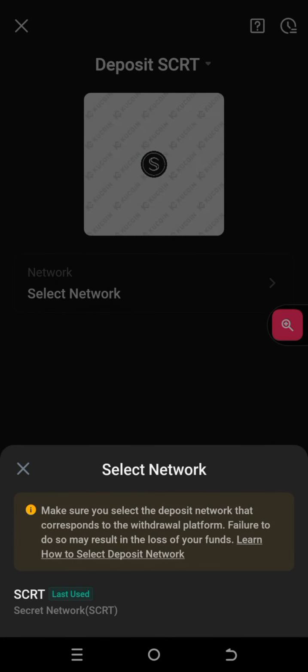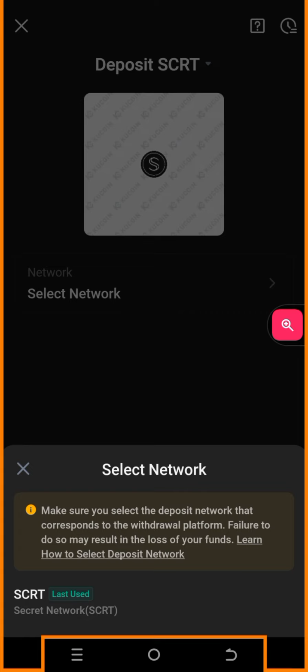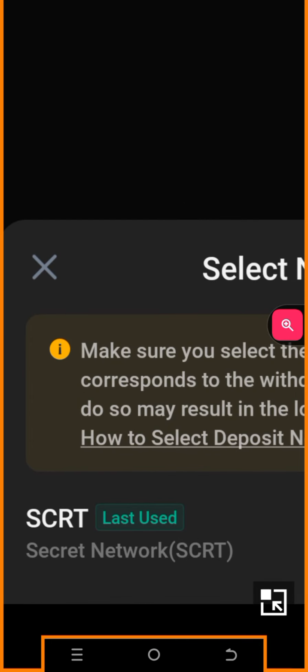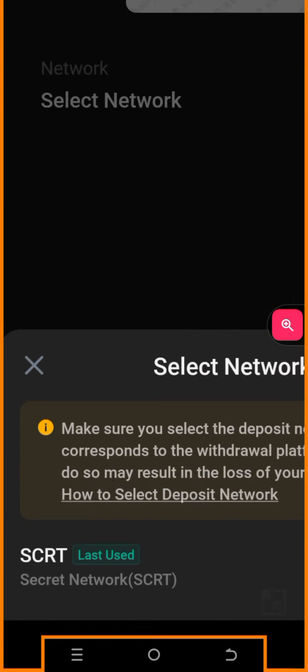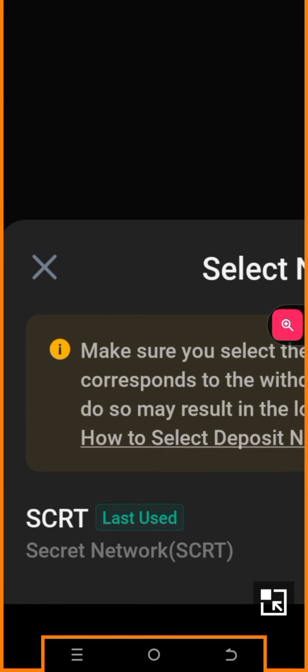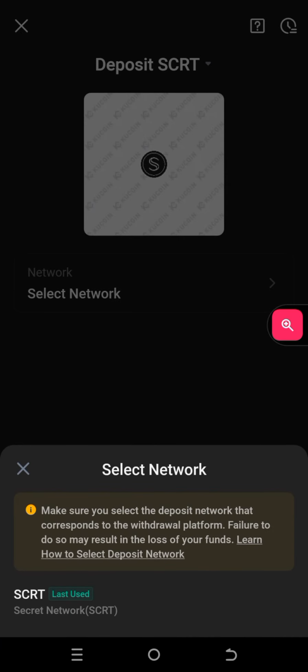Can you see what I'm seeing here? It's Secret Network. Secret Network. Interesting. That's the network, right? But let's go back to Binance.